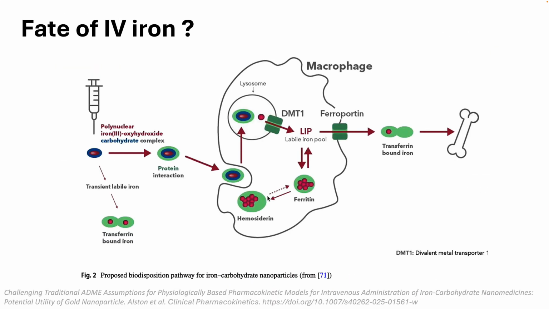The macrophages in the spleen, liver, and bone marrow internalize these IV iron nanoparticles via scavenger receptors. Inside the endolysosome, the pH is acidic and there are iron-reducing enzymes, which help dissolve the carbohydrate shell and convert ferric into ferrous form, which is released into your cytosolic labile iron pool. Now, this iron can then be used to form heme in mitochondria, stored as ferritin, or exported out of the cell via the ferroportin channel.